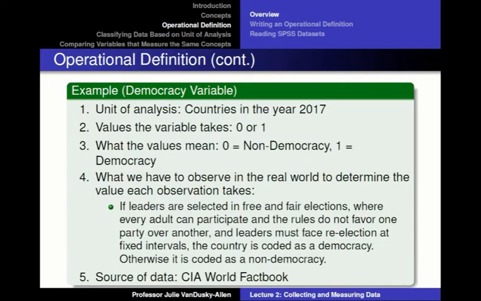Here is an example of an operational definition for a democracy variable. The unit of analysis is countries in the year 2017. The variable takes on the values 0 and 1. A 0 means non-democracy and a 1 means democracy. In order to determine if a country is a 0 or 1, we establish the following criteria. If leaders are selected in free and fair elections, where every adult can participate and the rules do not favor one party over another, and leaders must face re-election at fixed intervals, the country is coded as a democracy. Otherwise, it is coded as a non-democracy. And the source of the data is the CIA World Factbook.